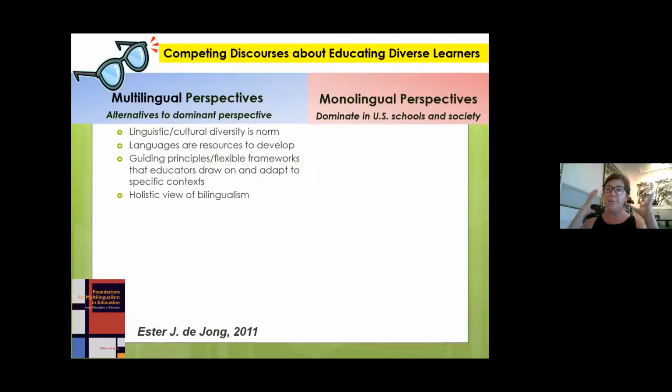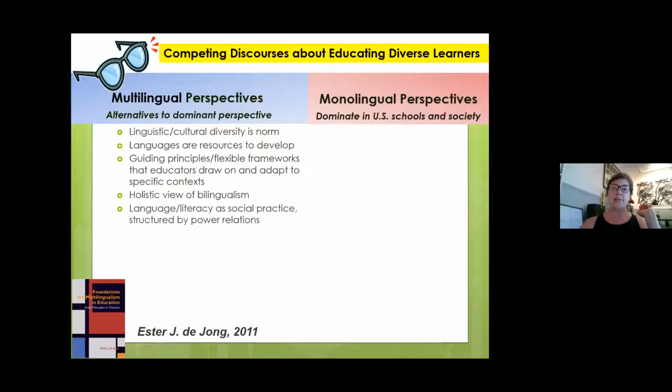So let's imagine that I am a bilingual Spanish-English speaker. I don't have a Spanish side and an English side that are separate and separable. I have one multilingual or bilingual linguistic repertoire, and I draw on all of those resources when I'm making meaning in one language, the other language, or both.